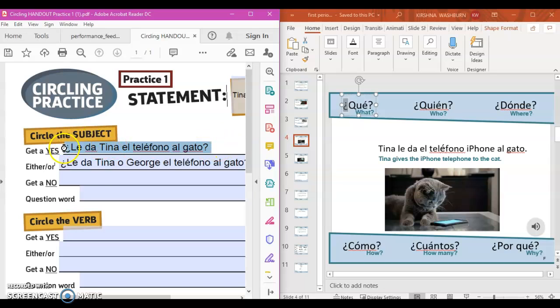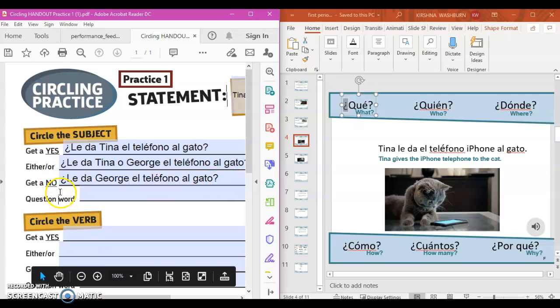So we're going to take our first question here, the "gives Tina the phone to the cat" question. And we know we're still working with the subject here, so we're going to replace the subject. So, "gives somebody else the phone to the cat?" No, nobody else gives the phone to the cat. So we're going to say maybe George here again. I'm just going to use George. He seems easy. So, "gives George the phone to the cat?"